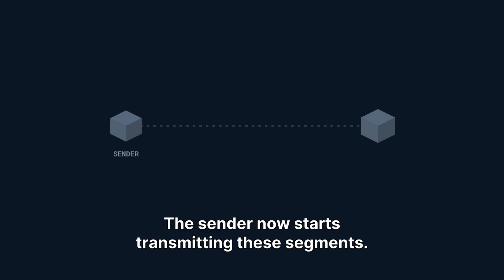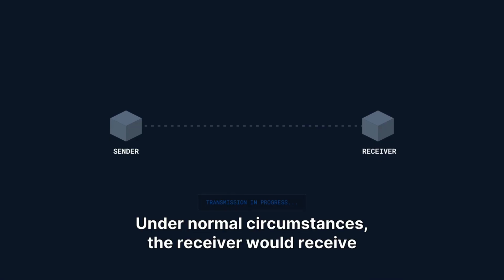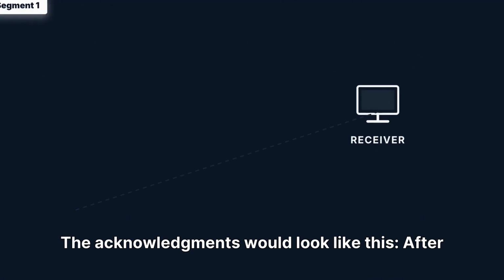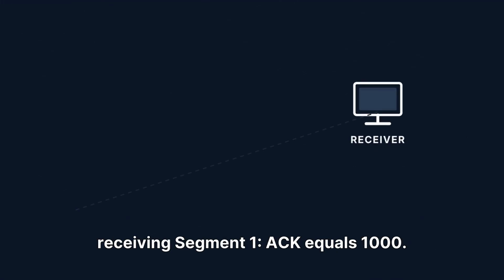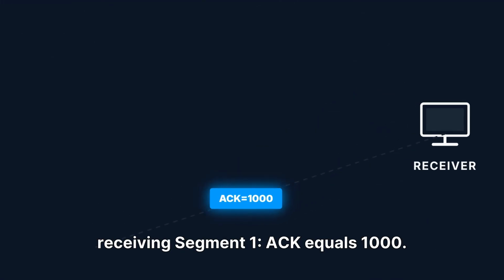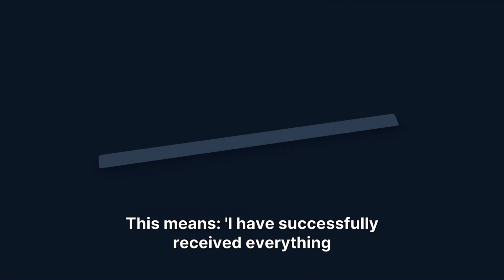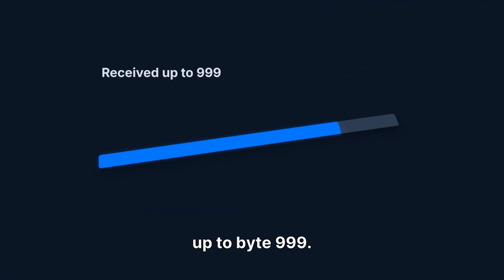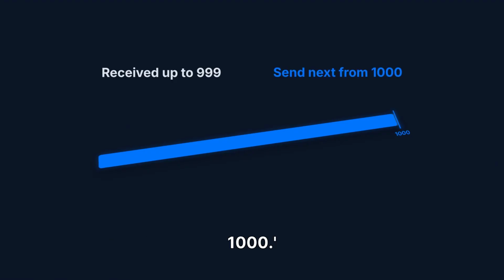The sender now starts transmitting these segments. Under normal circumstances, the receiver would receive all of them in order. The acknowledgments would look like this. After receiving segment 1, ACK equals 1000. This means I have successfully received everything up to byte 999. Send me the next byte starting from 1000.